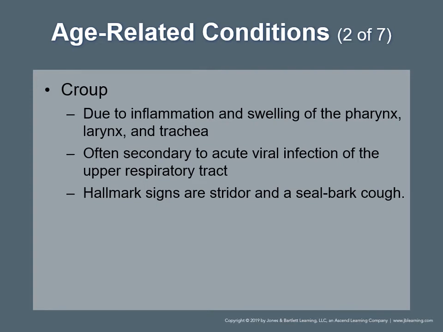Croup is due to inflammation and swelling of the pharynx, larynx, and trachea. It is often secondary to acute viral infection of the upper respiratory tract, typically seen in children ages 6 months to 3 years. Easily passed between children. Starts with a cold, cough, and low-grade fever that develops over 2 days. Hallmark signs are stridor and a seal bark cough. Peak seasonal outbreaks in late fall and early winter. It is rarely seen in adults and often responds well to humidified oxygen.